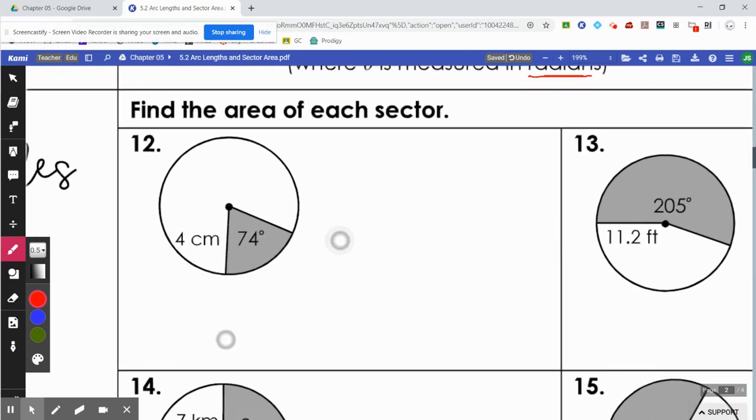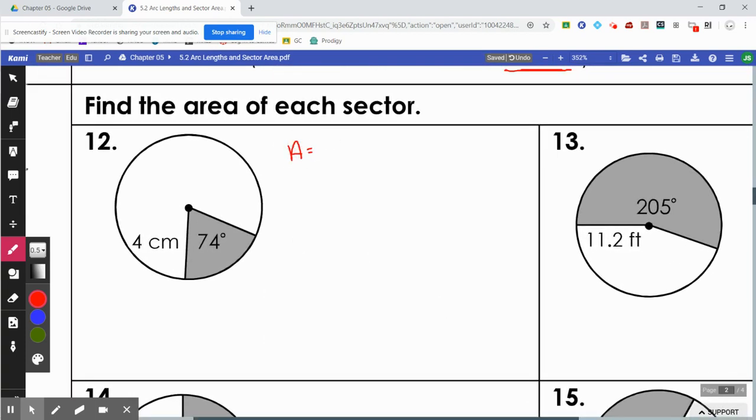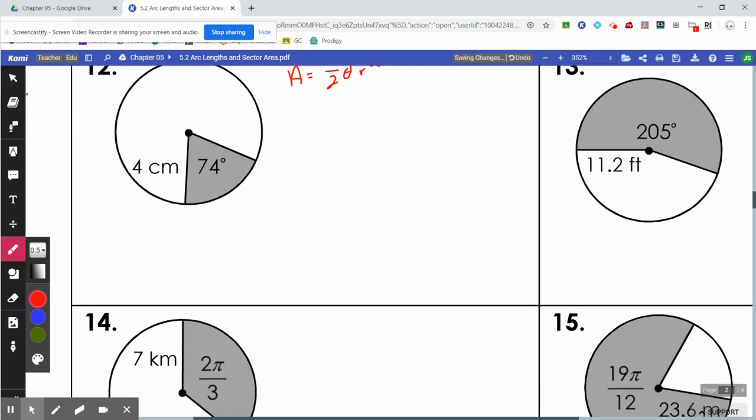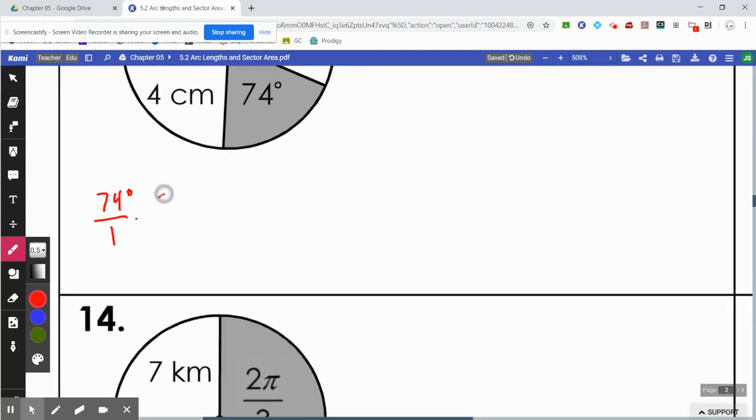So let's try one. Find the area of each sector. Again, area is equal to 1/2 theta r squared. So the first thing, we've got to take this theta of 74 degrees, and we have to change it to a radian measure. So let's multiply it by pi over 180 so that, again, our degrees cancel, and that gives us, well, we can reduce this. Divide by 2, that's going to be a 37 and a 90, and I think that's as far as it'll reduce, 37 pi over 90.